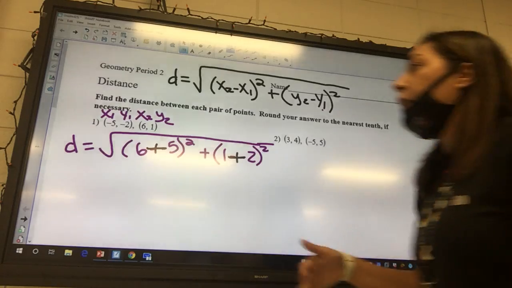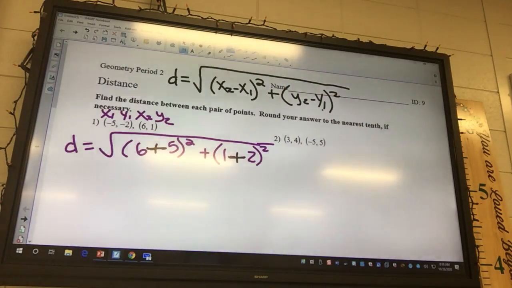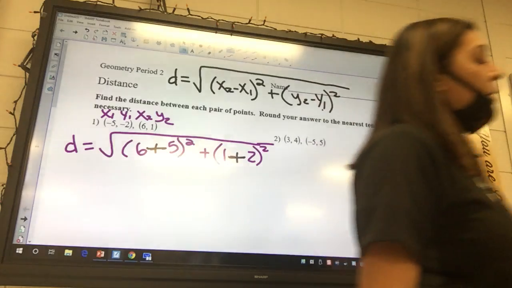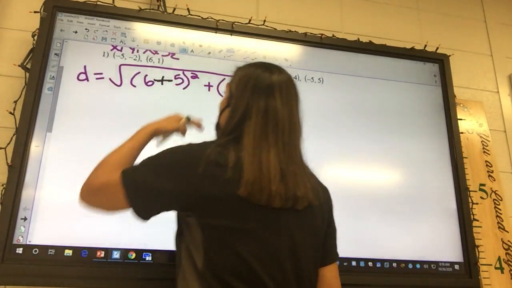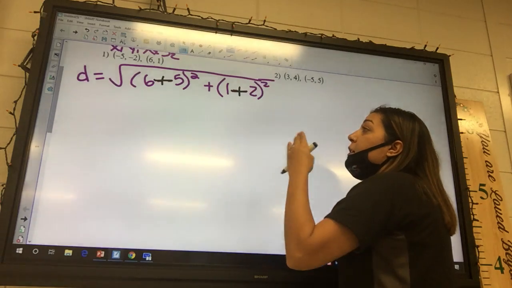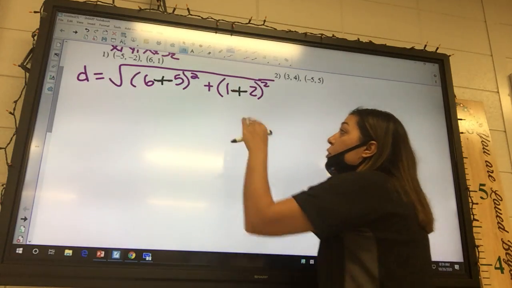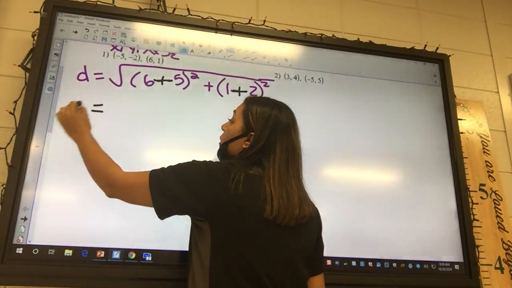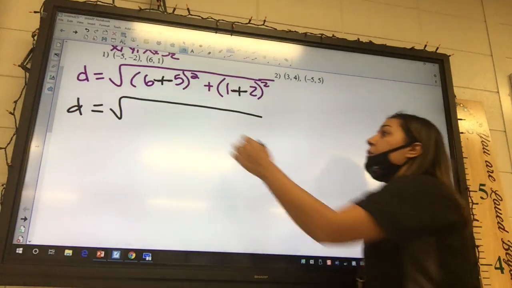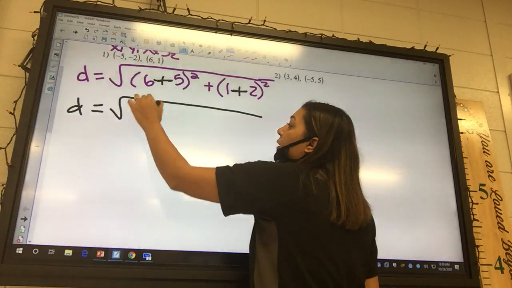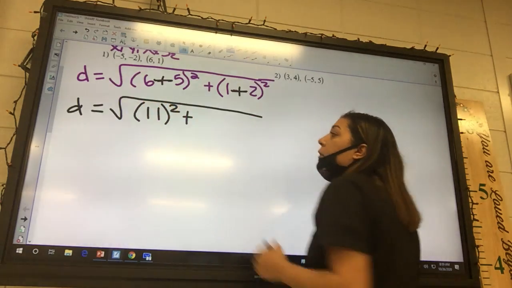Now on your calculators, the first one I'm going to do by hand, and then the second one I will show you how to type it in on the calculator. So our very first one, and this is the long way just to show you what happens, we got D equals the square root of parentheses 6 plus 5, close, squared. What is 6 plus 5? 11. So inside of here, we're really going to have 11 squared.